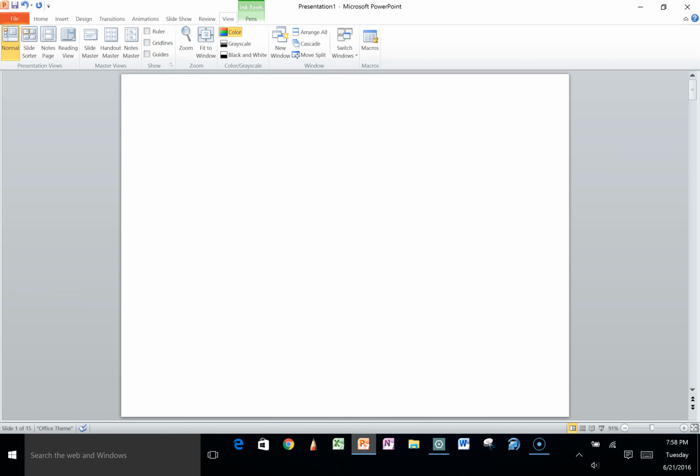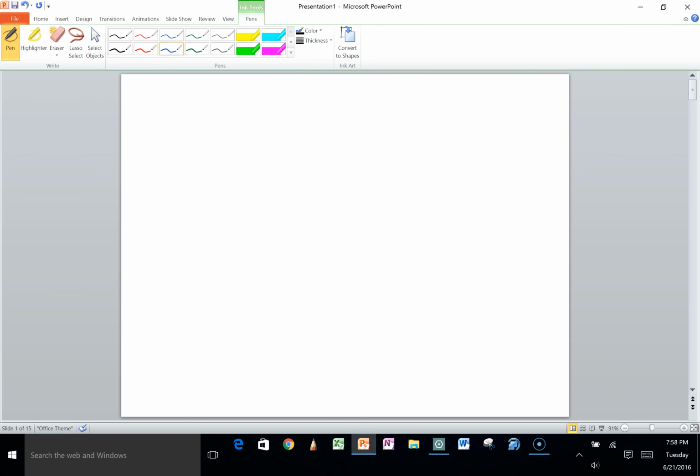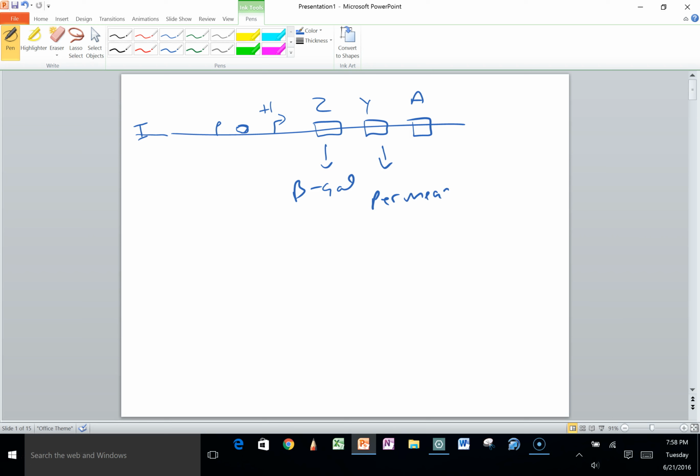Just to remind you, this is the lac operon. The lac operon has a transcription start site, promoter, operator, and the I gene over here that makes the repressor. It has lacZ, lacY, and lacA, so Z, Y, A. LacZ makes beta-galactosidase, Y makes permease, A makes transacetylase, but we're not going to worry about A.